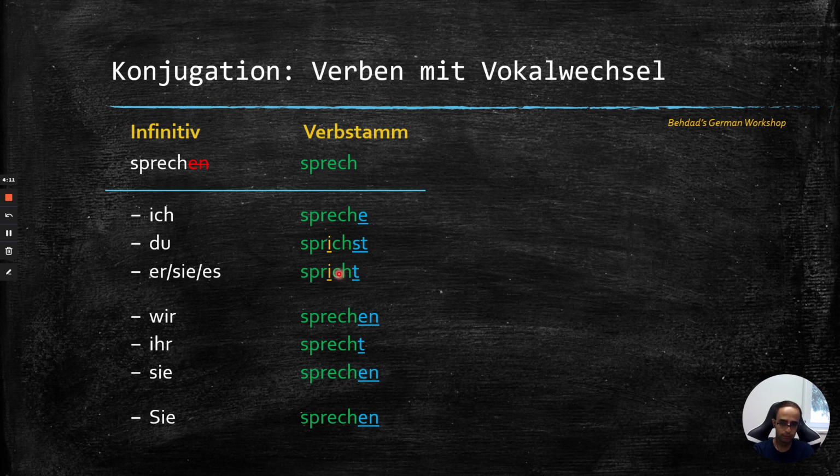What we can see is that with du and with sie, es, there's a change of vowel from e to i. You can also see that here.